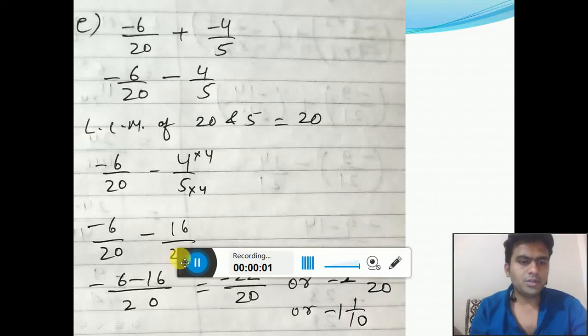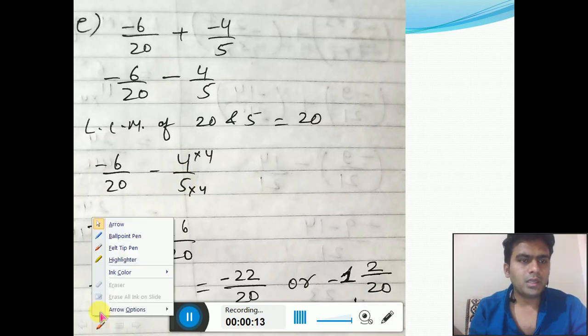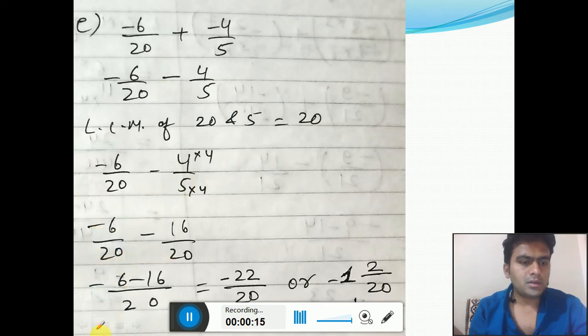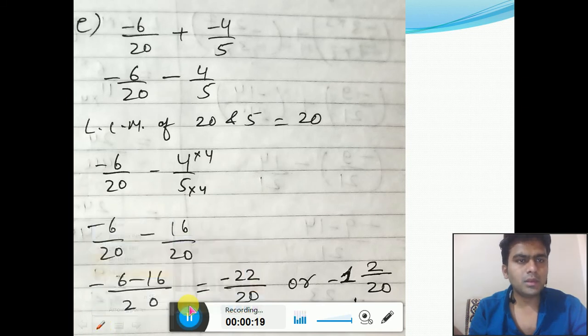This is the question of 4C exercise, second E. Minus 6 upon 20 minus 4 upon 5. Now here see the denominators are not equal, so we will make their denominators equal.